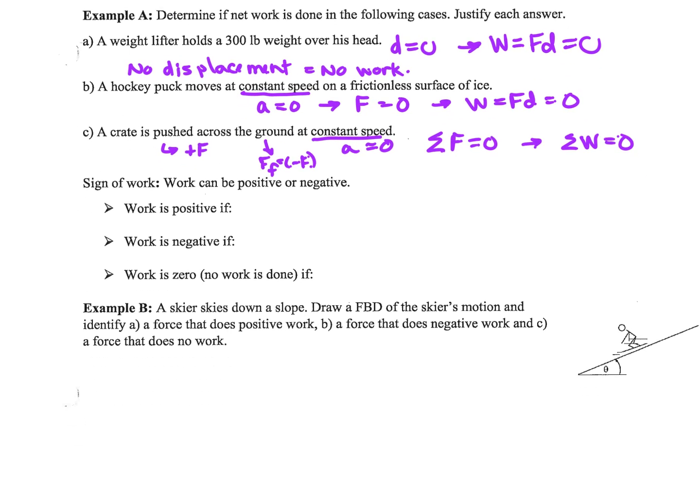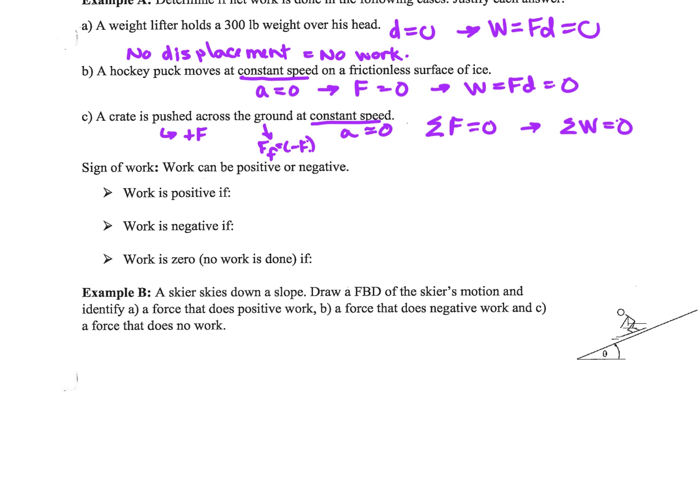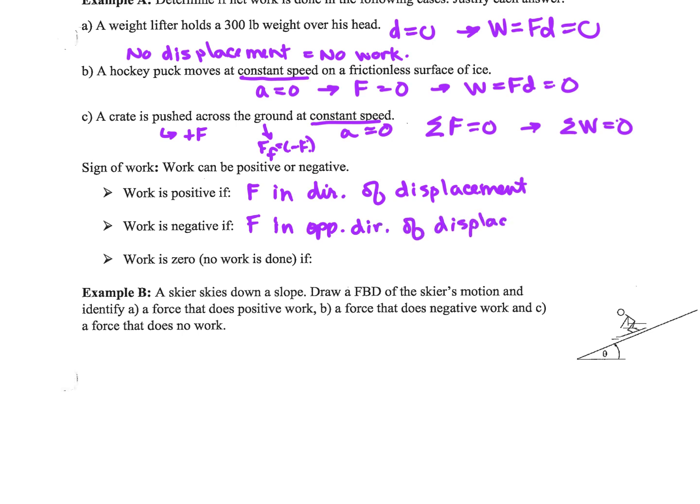Now, work can be positive or negative. Work is positive if what? The force is in the direction of the displacement. Okay? Work is negative if the force is in the opposite direction of the displacement. And work is 0, or no work is done, if the force is perpendicular to the direction of the displacement.